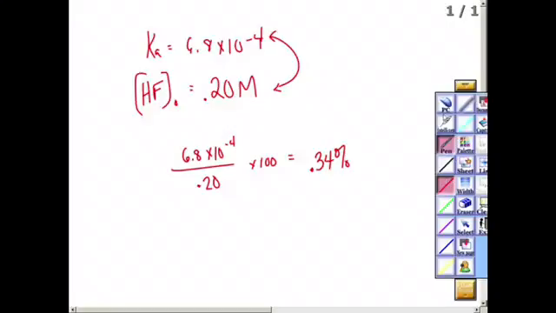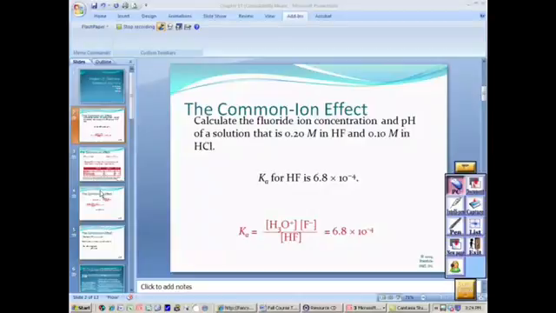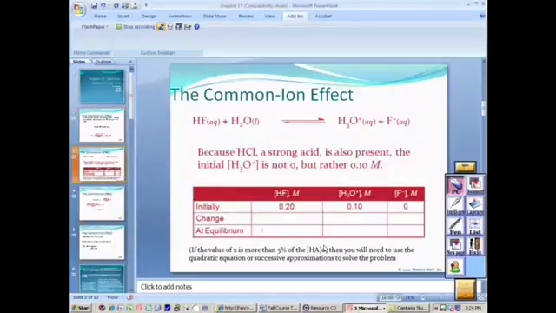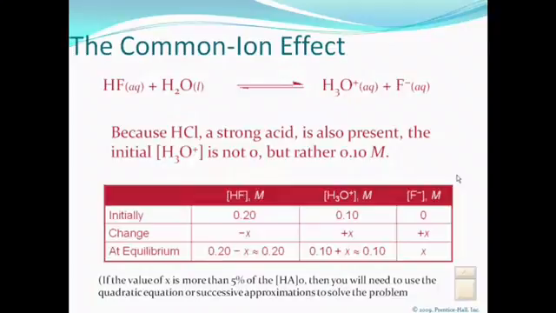I wanted to show that to you. So again, the rule of thumb is that if your x versus your initial concentration is more than 5%, then you really should be doing a quadratic. Luckily we don't have to do that for this problem. Okay, so here's what our ICE table looks like.